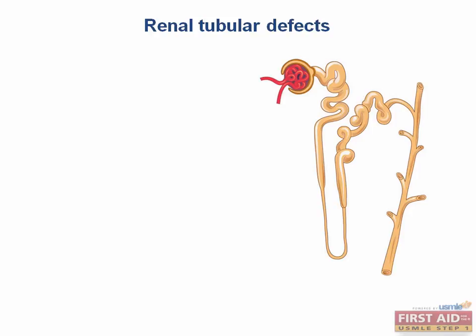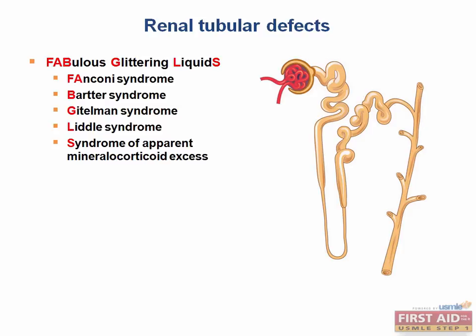Now that we've discussed nephron physiology, it's a good time to take a look at the renal tubular defects. The eponyms can be hard to remember, but I like the following mnemonic because it helps you remember the order of the syndromes along the nephron. It is, the kidneys put out fabulous glittering liquids.